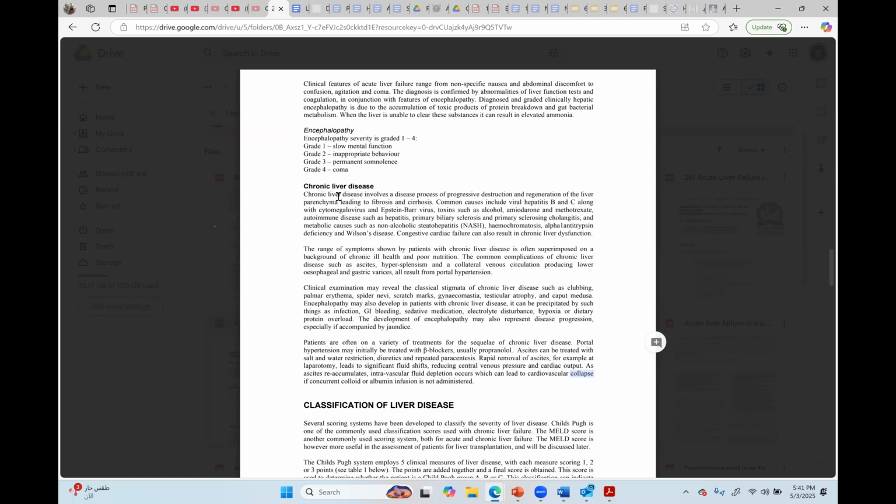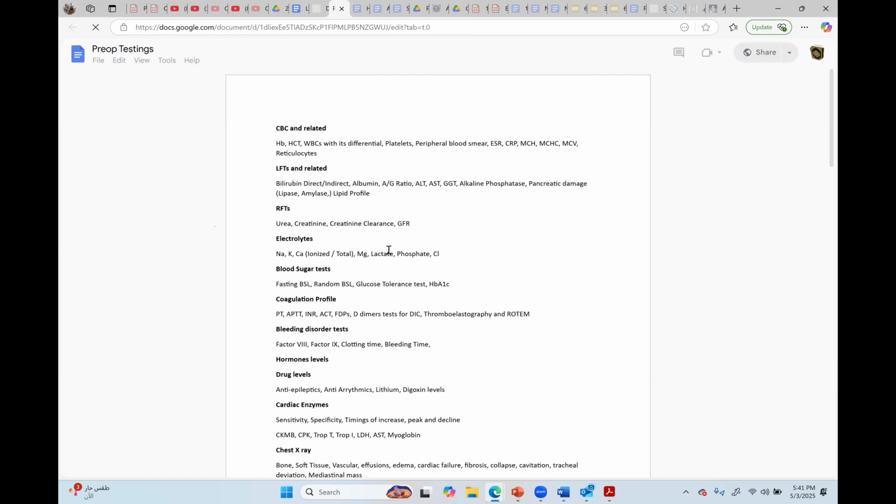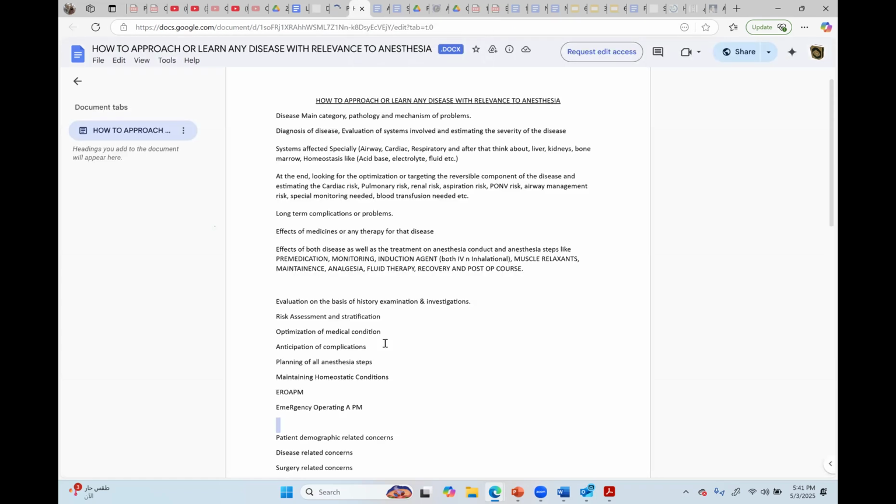In 1 hour we have discussed everything, but in a friendly way. I have not made a very horrible picture of this. Think logically. This is the approach I showed all of you: any patient comes, evaluation on the basis of history, examination, and investigation. Then risk assessment and stratification, which means what is the risk and where you fall: mild, intermediate, or high risk.